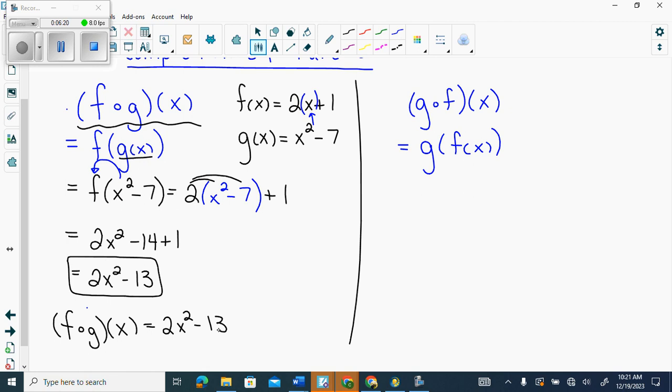Right? That's a middle step. F of x squared minus 7. That's a middle step in this whole question. This is equal to this, ultimately.